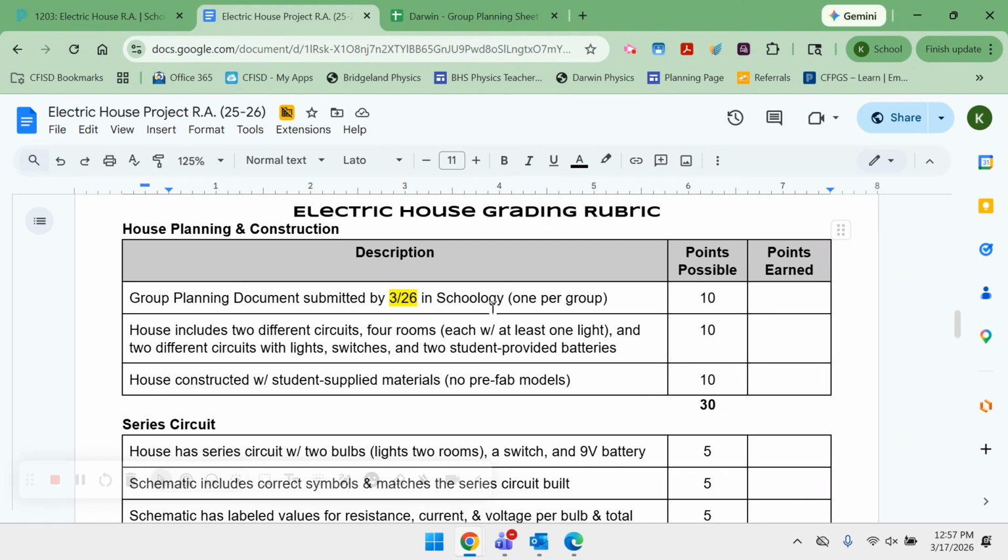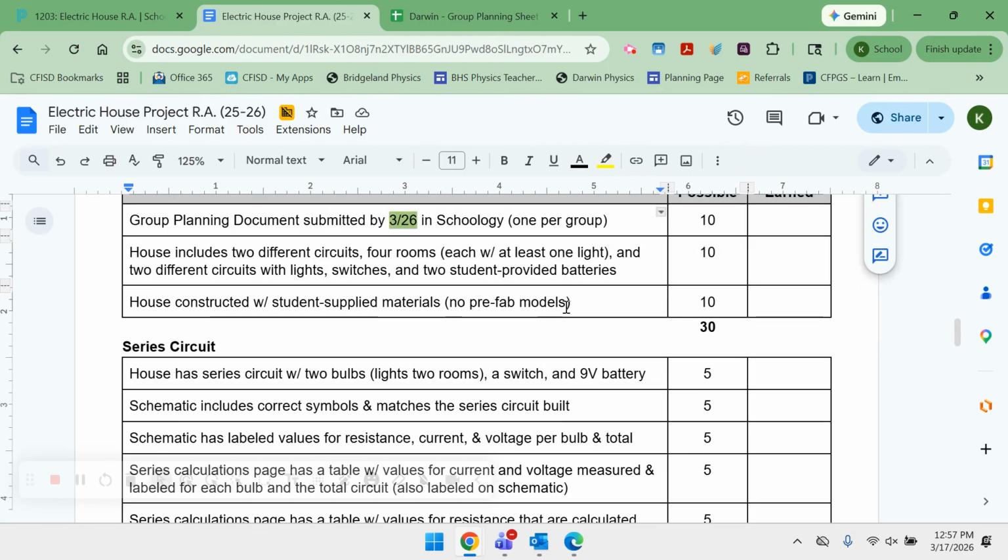And no, you don't have to take care of it today, but you do need to make sure that you have some discussions with your group prior to that due date on the 26th, because the whole point of the planning document is so that you can figure out who's bringing in what materials, because you're going to need them the 27th or the following Monday. Just to give you time to figure out who's doing what.